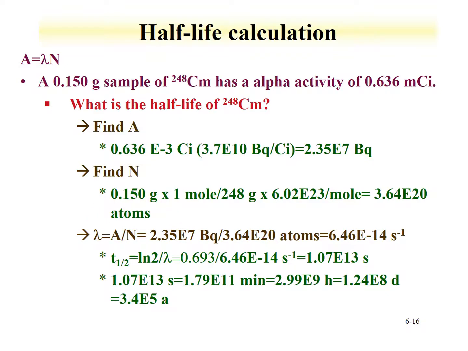So I have, this is N, this is A. Activity equals lambda N. I want to solve for the half-life. Activity divided by N equals lambda. I plug this equation in. I get my decay constant in inverse seconds. I get my half-life in seconds listed here. Now the half-life is 1 times 10 to the 13th seconds, which isn't necessarily a handy unit to have, so I convert that to years, and I get 3.4 times 10 to the 5th years.